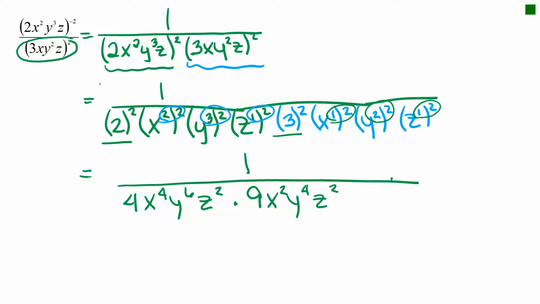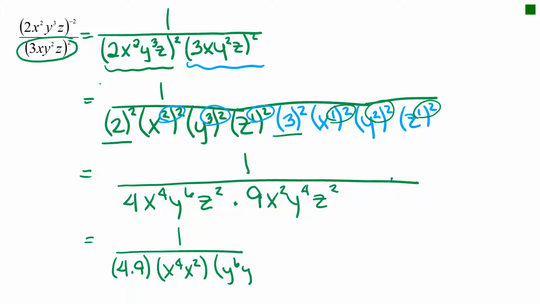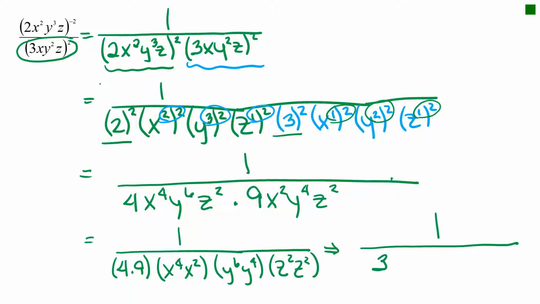Why do I go to those new rules? Because my base is a variable. If my base is a number, I just use number rules. If my base is a variable, I have to use my exponent rules. So I've got 1 over, I've got 4 times 9, those are my numbers, bring them on home. I've got x to the 4th, x squared, y to the 6th, y to the 4th, z to the 2nd, z to the 2nd. All I did was bring them on to their own homes. I just had to keep them under the denominator. 4 times 9 is 36.